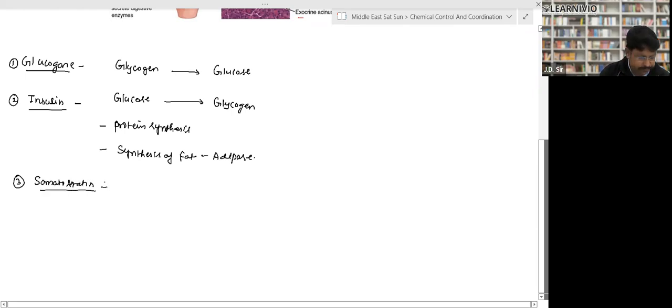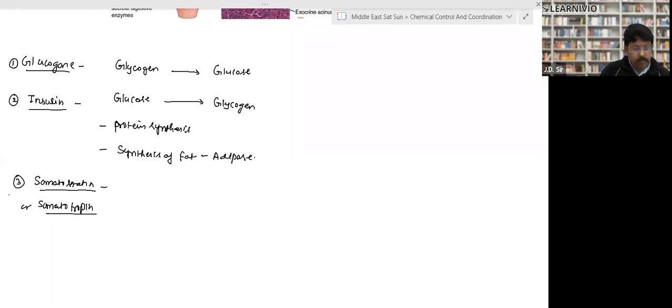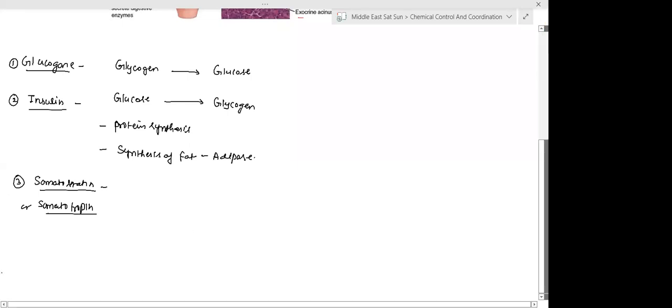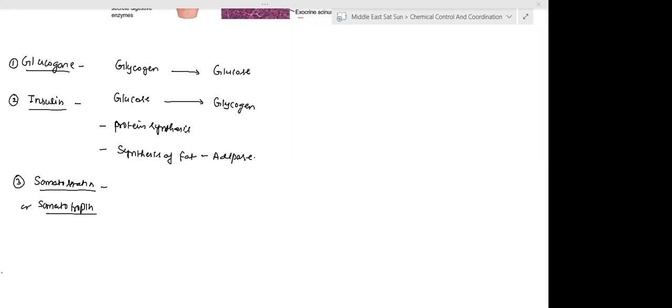Somatostatin, also called somatotropin. Its action is to suppress the release of other hormones from the pancreas.